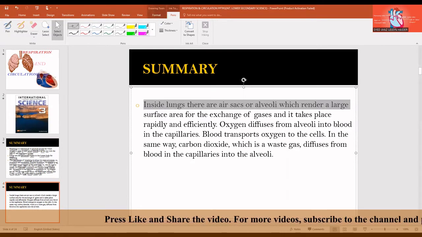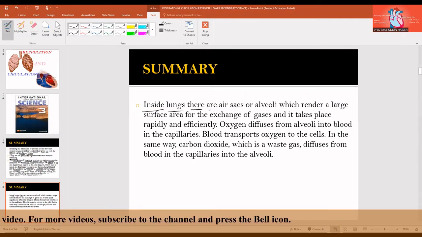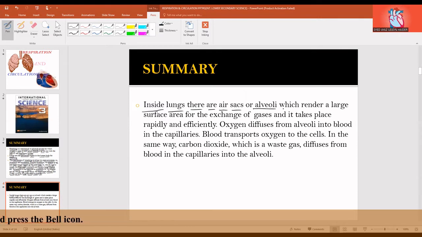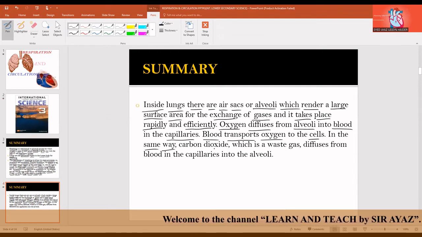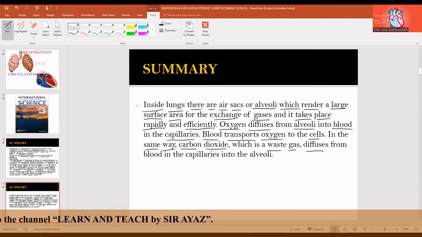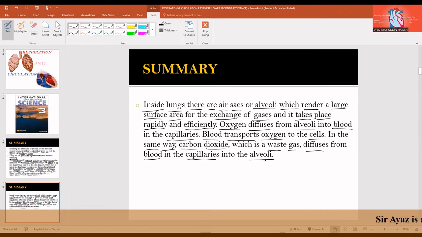Inside lungs, there are air sacs or alveoli which render a large surface area for the exchange of gases, and it takes place rapidly and efficiently. Oxygen diffuses from alveoli into blood in the capillaries. Blood transports oxygen to the cells. In the same way, carbon dioxide, which is a waste gas, diffuses from blood in the capillaries into the alveoli.